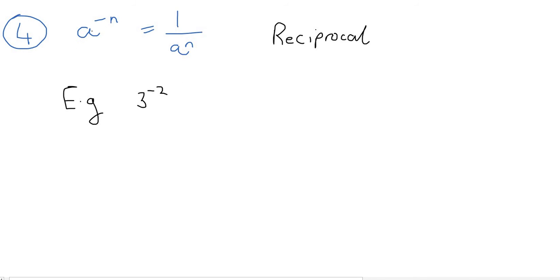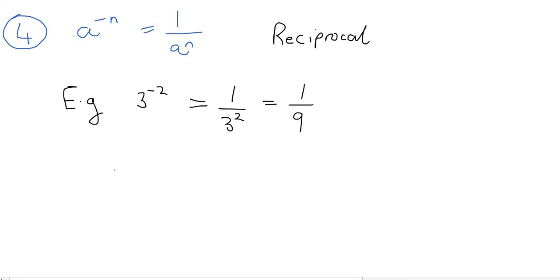And what it says is that if we have a number a raised to the power minus n, then this is just the same as 1 divided by that same number, but with a positive exponent. So an example, 3 to the power of minus 2 is just going to be, using our rule, 1 over 3 squared. We know what 3 squared is, it's just 3 times 3, which is 9.